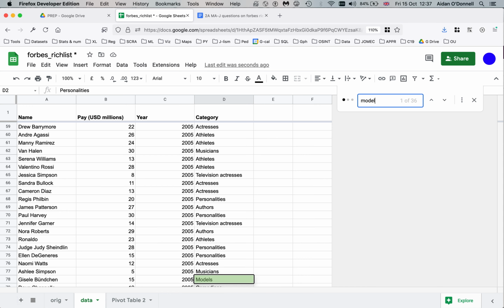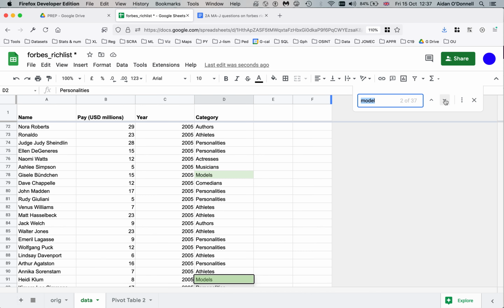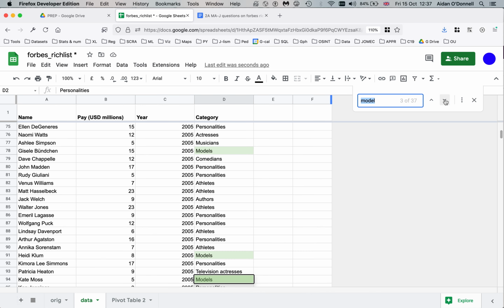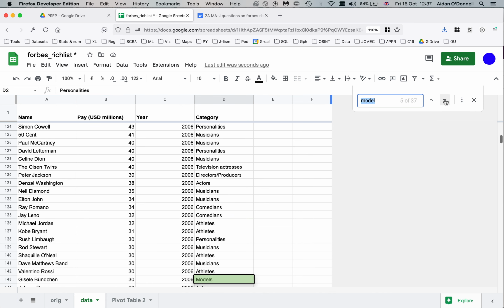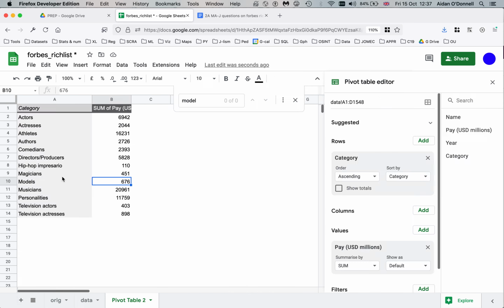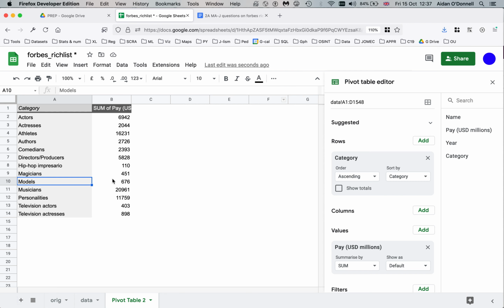There we go. So this person made 15 million, and so we'll add that to the 8 million for Heidi Klum and the 5 million for Kate Moss, and this person's 5 million, and so on. And so we know that adding up all the model categories, you get 676 million.